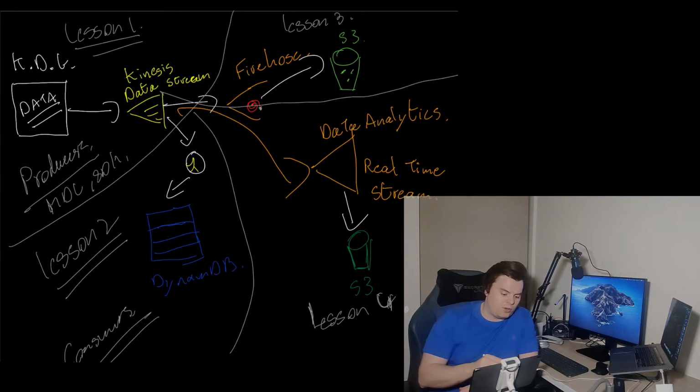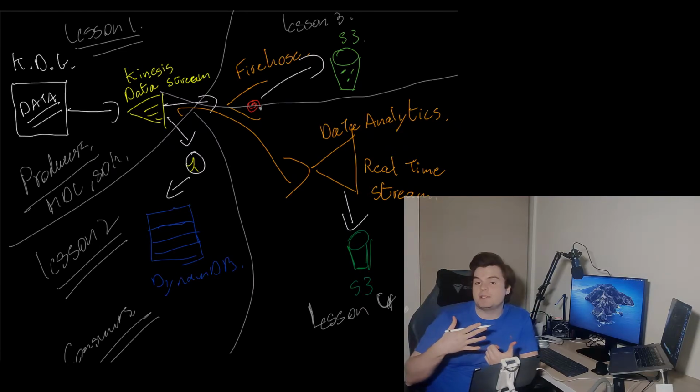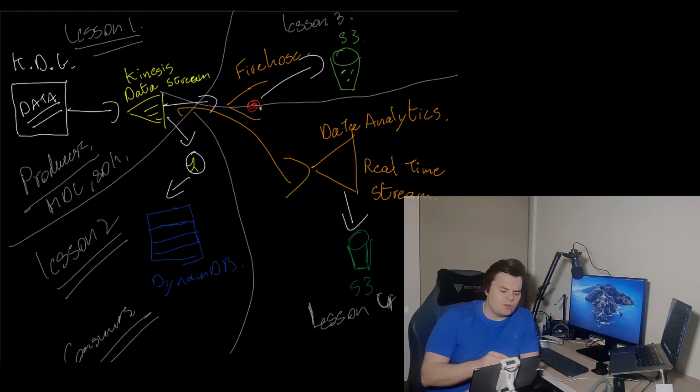So today we're going to look at lesson one over here. This diagram, if you're not familiar with it, I drew it in lesson zero, the introduction. So go have a look and come back when we're ready to go. So today we're going to do the Kinesis Data Generator and the Kinesis Data Streams.